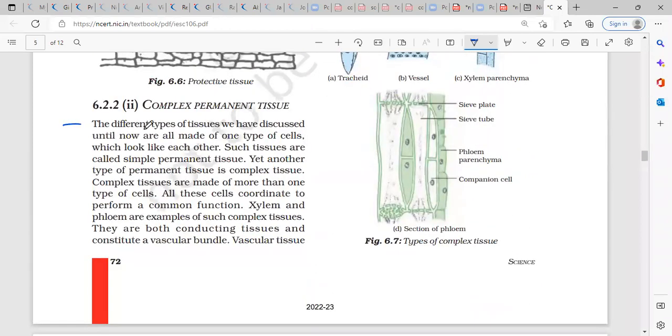The different types of tissue we have discussed until now are made up of only one type of cell. Such tissues are called simple permanent tissues. They are made up of only one type of cell, that's why they are simple. But yet another type of permanent tissue is complex tissue.